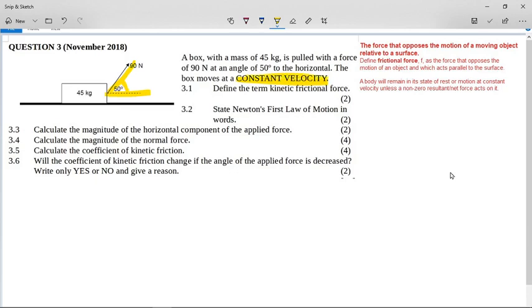The moment we see constant velocity, we know that my acceleration is going to be 0 and that there is no net force on the box. Yes, there's a force on the box, but it's not a net force.